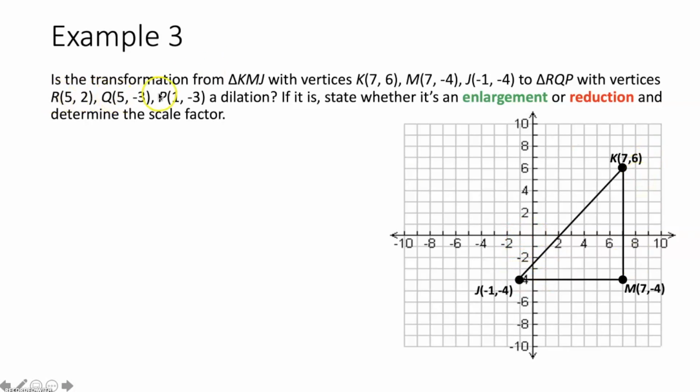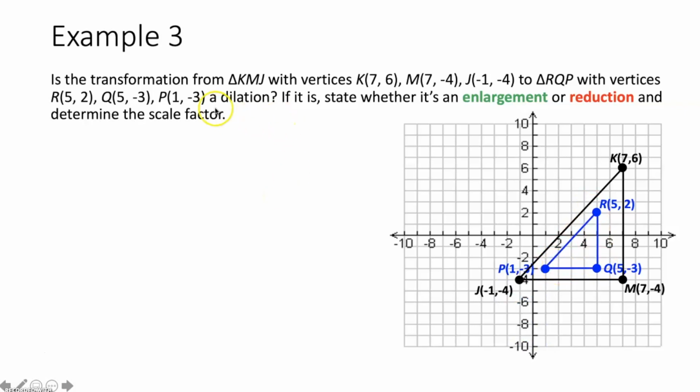Now, triangle RQP has these vertices. So we start with R. Point R is at 5, 2. We go over 5 on the x-axis, up 2 on the y-axis, put point R. Point Q is at 5, -3. We go over 5 on the x-axis, down 3 on the y-axis, put point Q. And then point P is at 1, -3. We go over 1 on the x-axis, down 3 on the y-axis, put point P. Those vertices create triangle RQP.